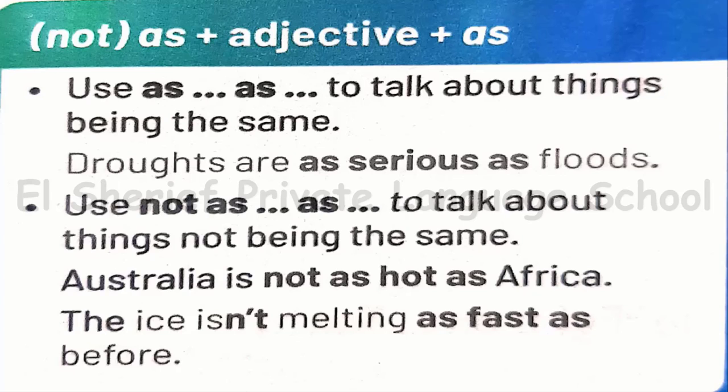Now let's move on to the second one: use not as adjective as to talk about things not being the same or less than the other one. Australia is not as hot as Africa. That means Australia is colder than Africa. The ice isn't melting as fast as before. So we have here fast, not faster.